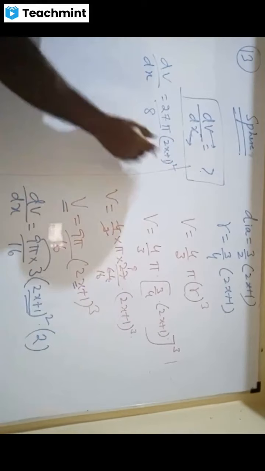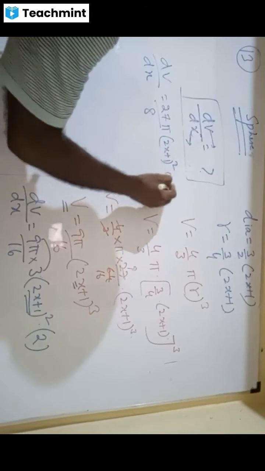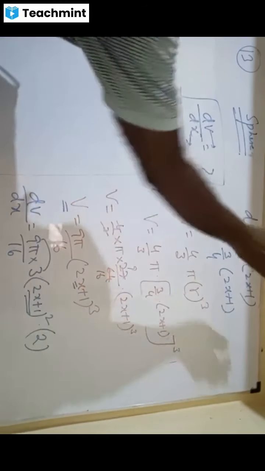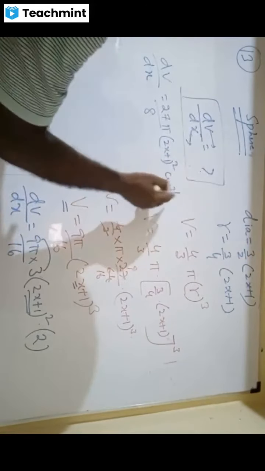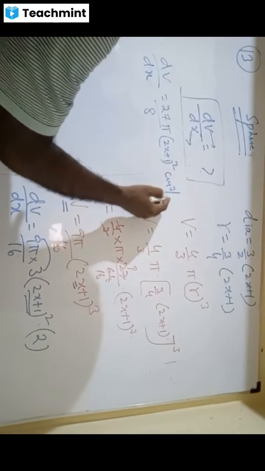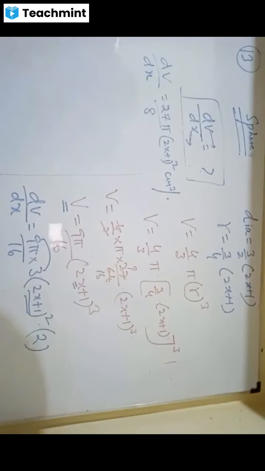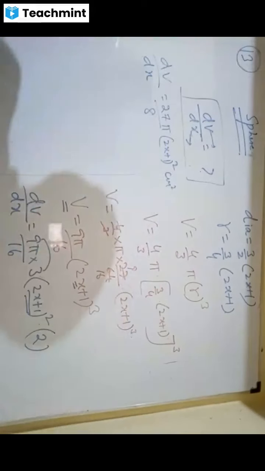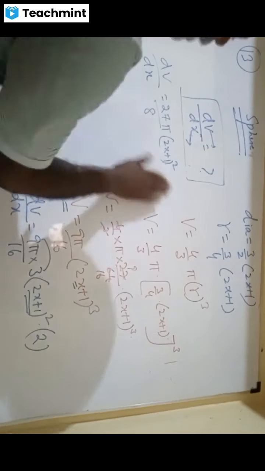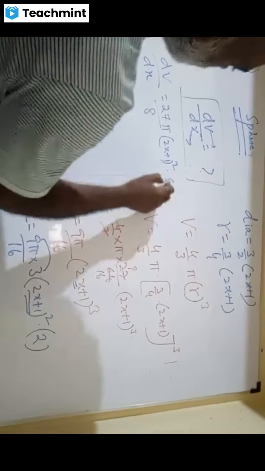Whole square. Is it clear? So volume means what do you get? Centimeter cube, whatever, okay? So unit, whatever is given, cubic centimeter per centimeter square. dv by dx. Is it clear? Yes, sir. And centimeter square units, okay? Square units.